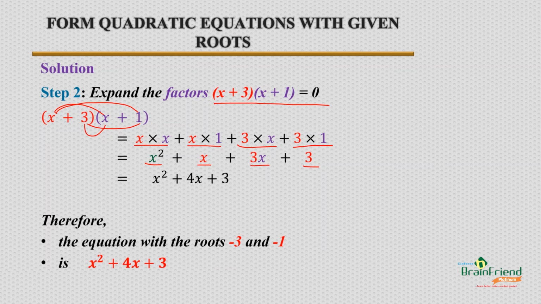When we collect like terms for the middle terms, which is x plus 3x, it will give us 4x. So we just write down what we got. And that will be x squared plus 4x plus 3. Therefore, the equation with the roots minus 3 and minus 1 is x squared plus 4x plus 3.